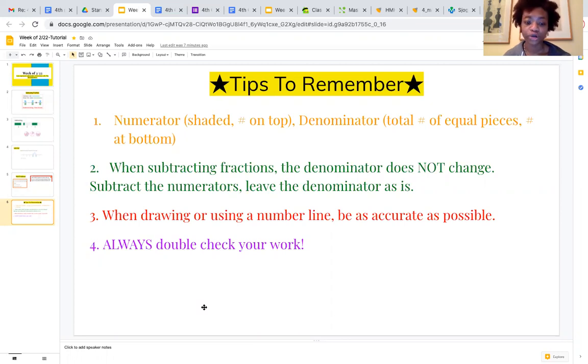And when drawing or using a number line, let's try to make sure that we are as accurate as possible, because it's going to help us arrive at the correct answer. And do not forget to double check and even triple check your work.